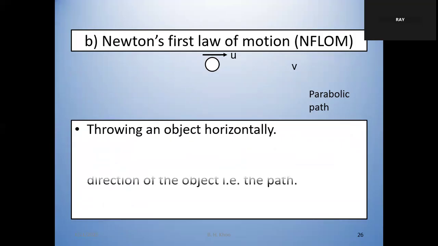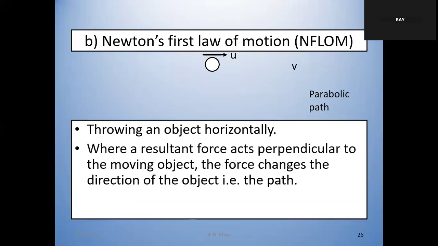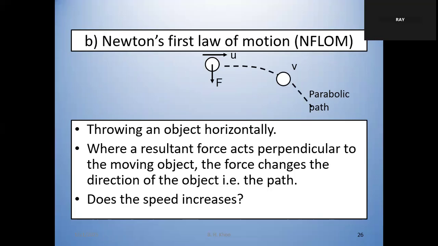Throwing a ball horizontally, a resultant force acts perpendicular to the moving object. The resultant force is the weight or gravitational force. The force changes the direction of the object. That's the path. Does the speed increase? Yes, the speed increases. The horizontal component remains constant, the vertical starts to increase. So the resultant velocity increases.